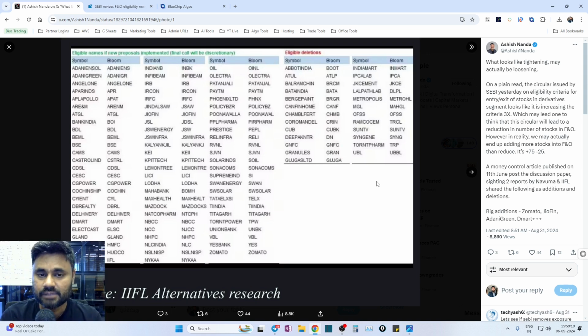Interestingly, when SEBI mentioned this in the press release, they said there wouldn't be too many stocks going out or coming in. But as per the IAFL alternatives research team, they calculated, it's not final of course, that most probably a lot of stocks would come into the list, which is surprising because, as I said, you can see the list. 25 stocks might go out and 75 stocks might come in, which is a net of 50 stocks.